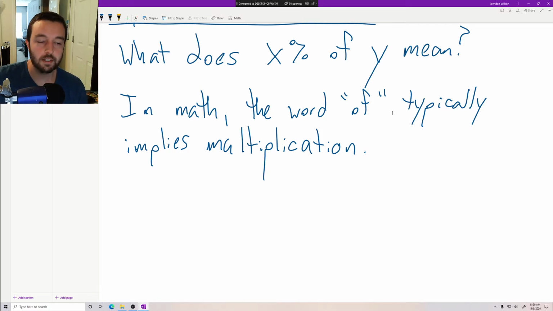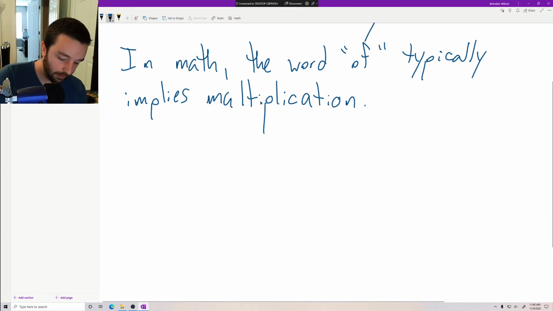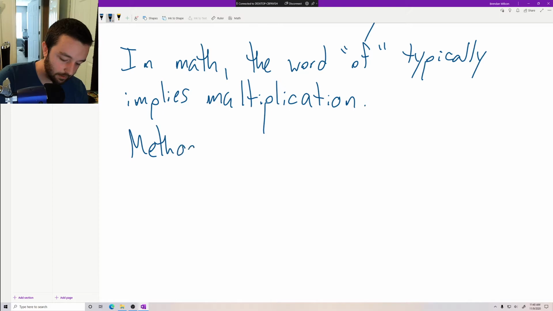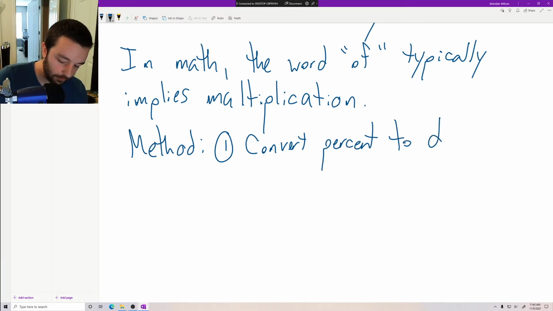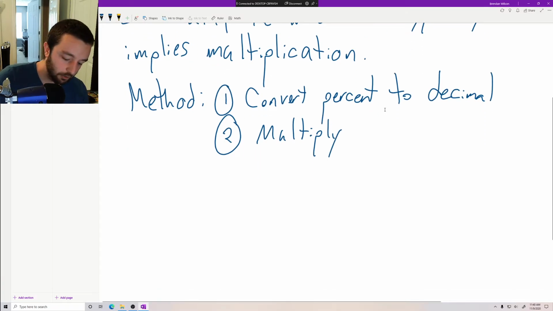But we don't want to end up with a percent. For example, if we're doing 50% of 10, we want to end up at 5, right? Because we know that's what half of 10 is. We don't want to end up at a percent at the end. So what that means is first we need to take the percent and convert it to a decimal, then do the multiplication. So the method here is step 1, convert percent to decimal. Step 2, multiply.